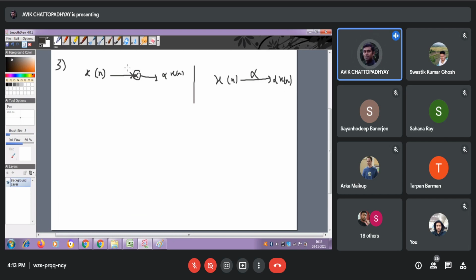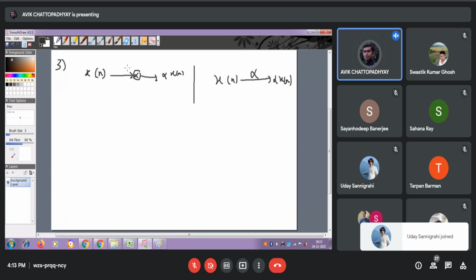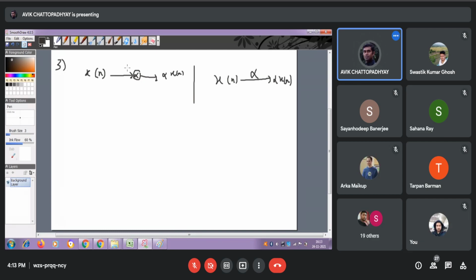So we wish to multiply xn by alpha, where alpha may be any scalar number. Either this or that, any kind of symbolic representation or graphical block diagram representation you can use. So it is just a simple scalar multiplication.